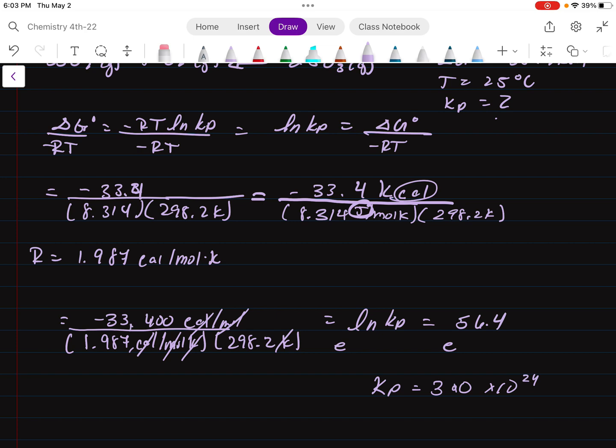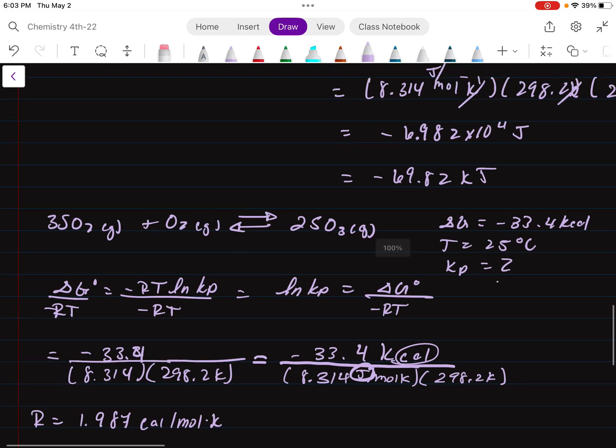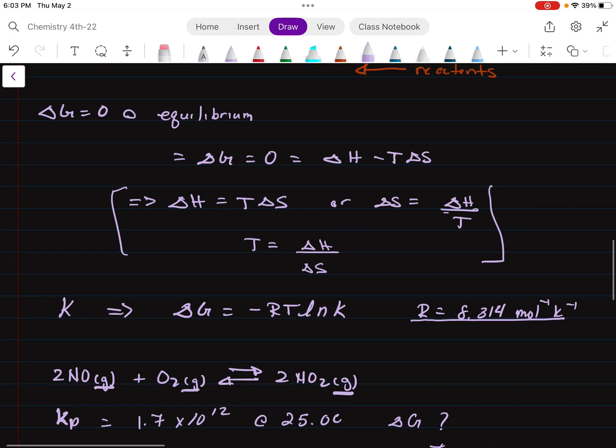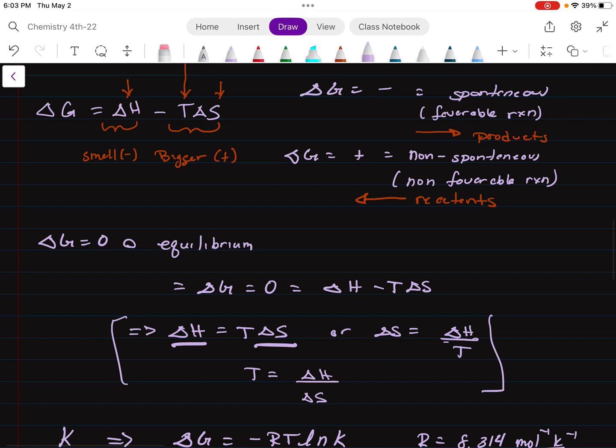You may not be asked to do this, but at least you know that you're going to have to work with your natural logs. Make sure to pay attention to your units. And that's going to be pretty much the gist of the Gibbs free energy. Pay special attention to the values of your H and your S. And remember the terms favorable versus non-favorable. Remember that favorable favors the products, non-favorable stays at the reactants.